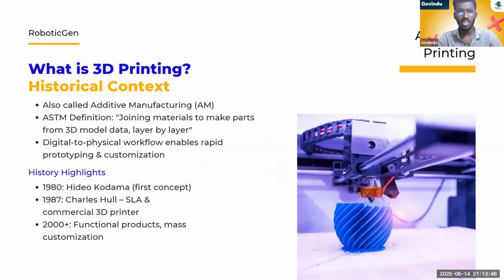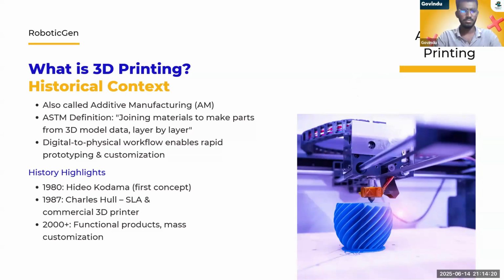In normal conventional manufacturing methods, what we are doing is removing material. Normal milling, lathing, and so many other operations all remove material. But the difference between 3D printing and the conventional methods is that in 3D printing we add material. That is why we call this additive manufacturing. Basically, we are joining materials to make a part from 3D model data, layer by layer.